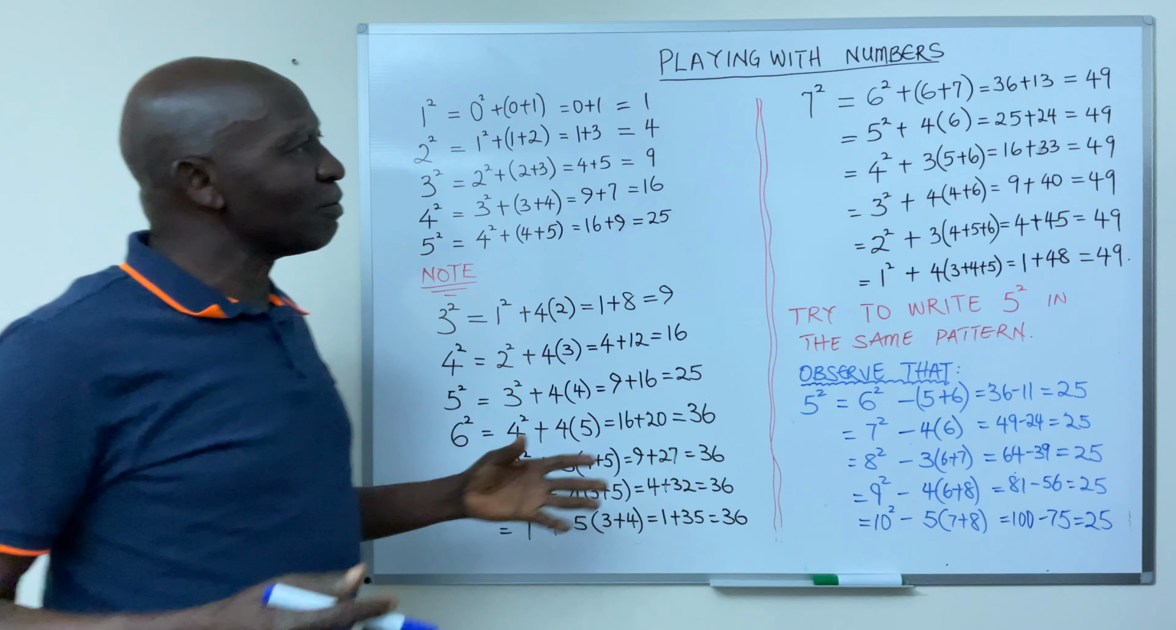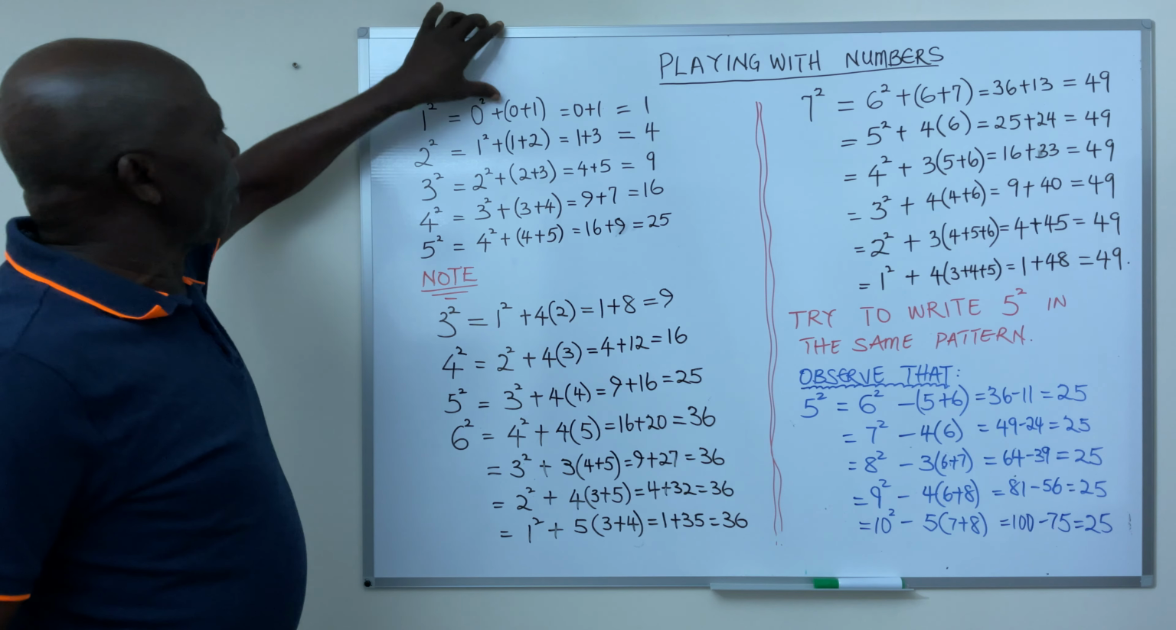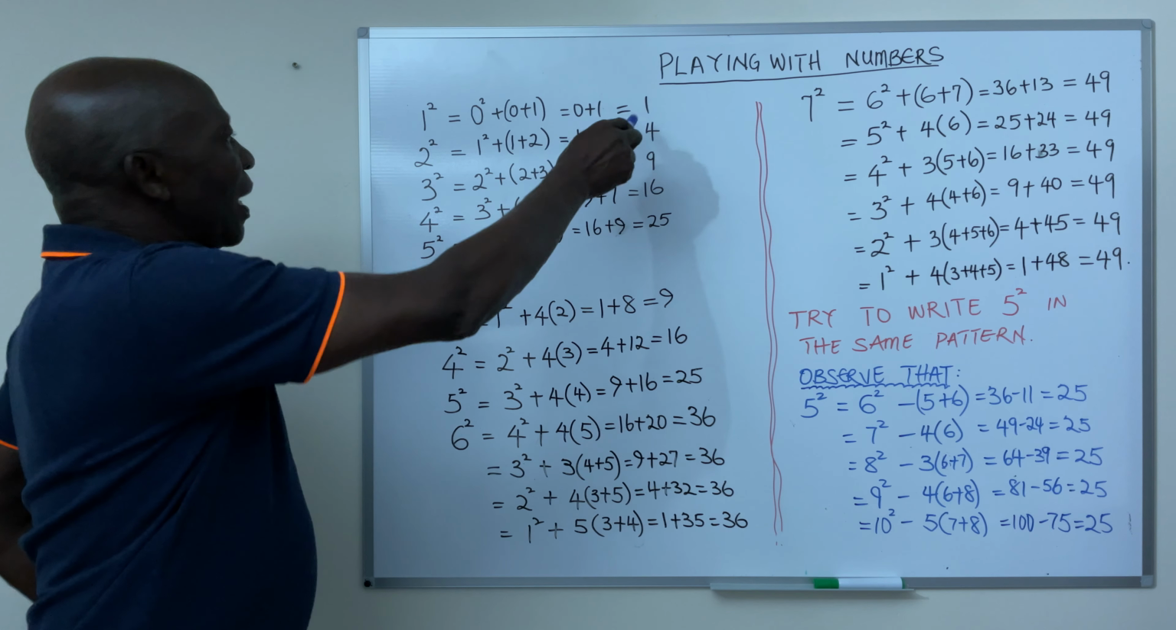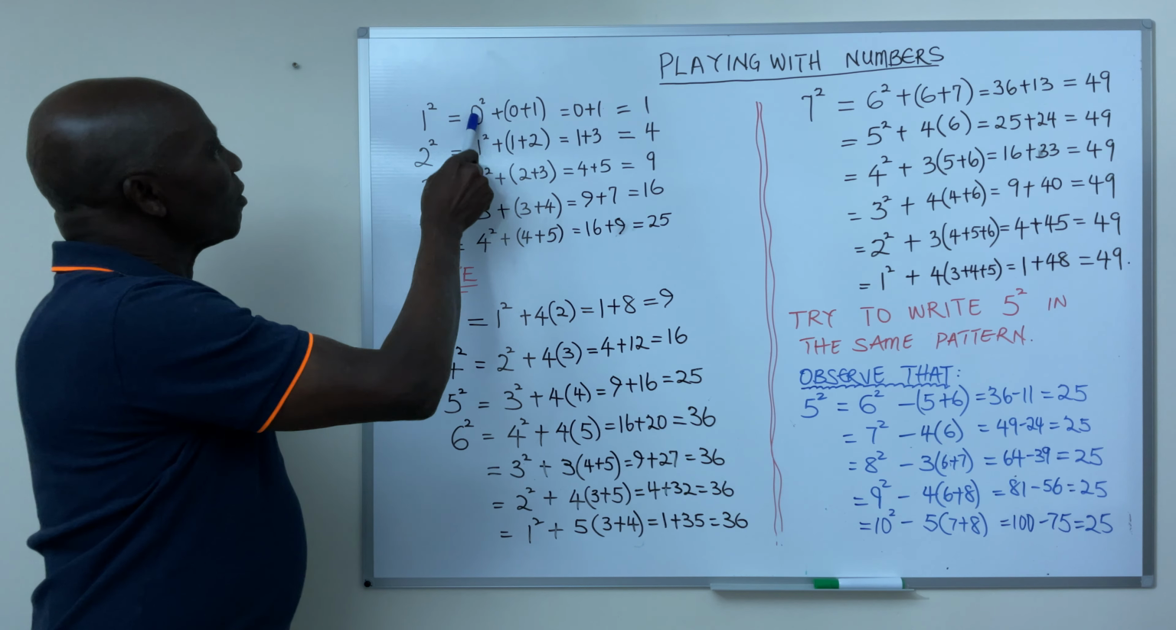The square of 1 is the same as the square of 0 plus 0 plus 1, which is equal to 0 plus 1, which is equal to 1. How did you arrive at this? The number preceding 1 is 0, and we square it. Then we add it to the sum of 0 and 1 itself, which is equal to 1. Let's take a look at the next number that will make it a bit clearer.